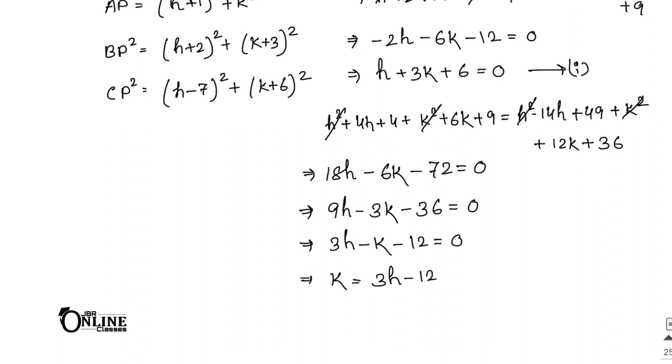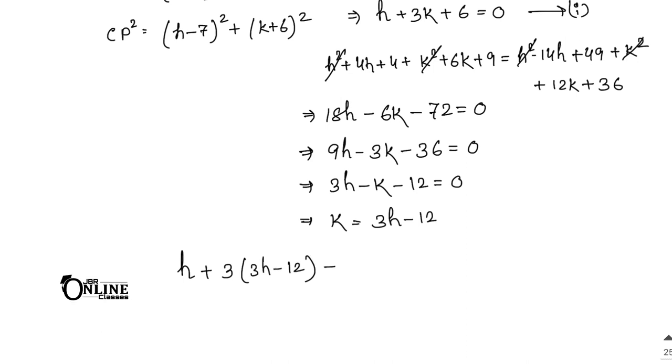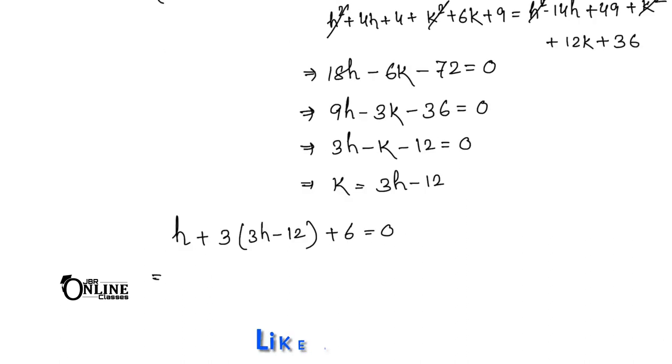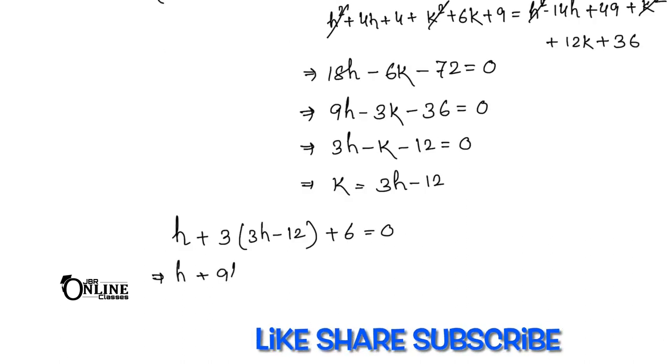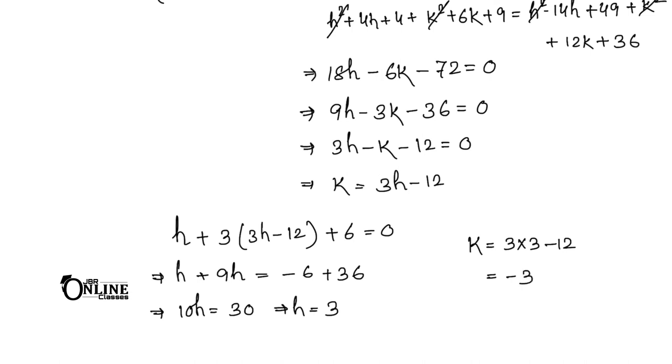So now put the value of k in equation number 1. So h plus 3 into (3h minus 12) plus 6, that one equal to 0. Here h plus 9h equals minus 6 and plus 36. So that means 10h equals 30. So from that h equals 3. As h equals 3, then k equals 3 into 3 minus 12, that is minus 3. Okay, so the coordinate is (3, -3). That is your answer.